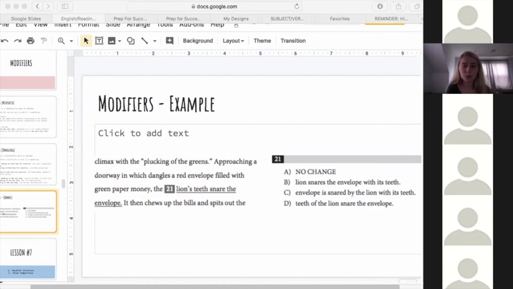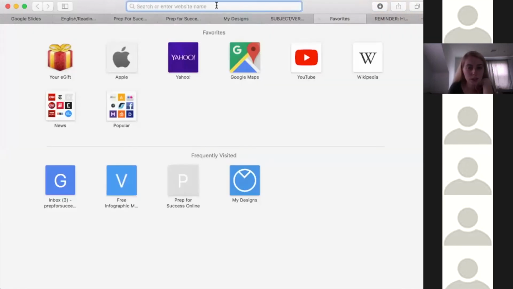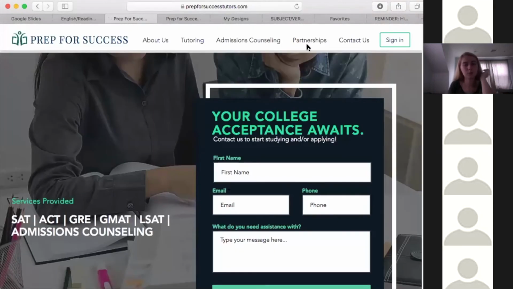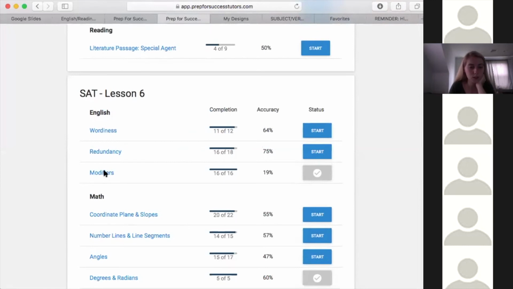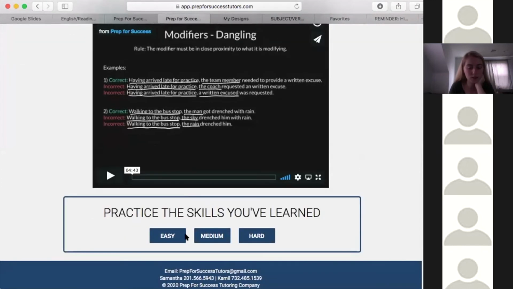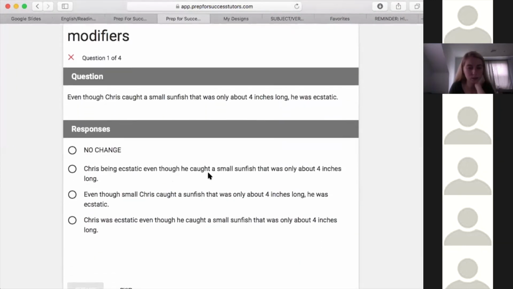I want to do maybe just, do you guys want to do a couple more practice problems for these? How do you feel with the modifiers? Yeah, more practice problems. All right, so let's just do a couple more practice problems of these, because it is kind of a tricky topic, but I want to make sure that everyone feels comfortable with this before moving on. So let me go ahead. I'll bring up the Prep for Success platform. Let's go to modifiers.